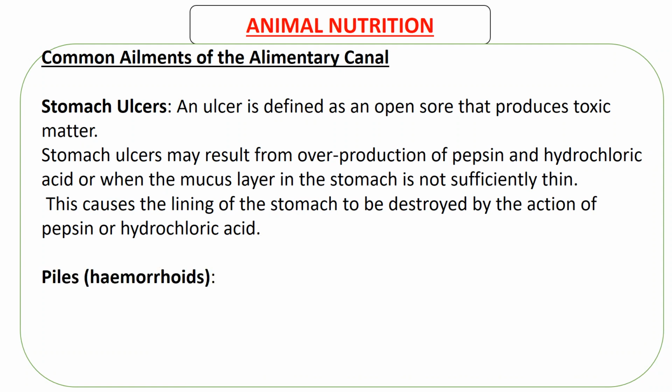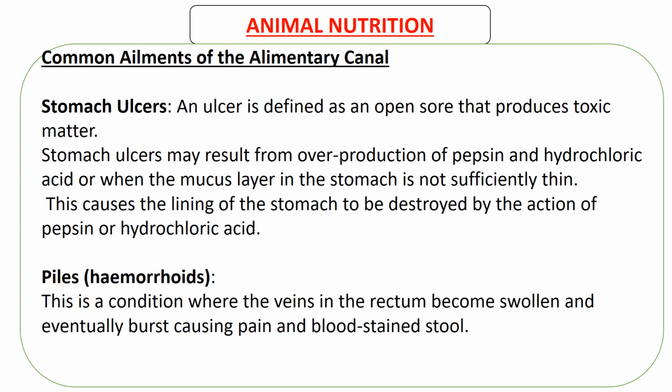Next are what are called hemorrhoids or piles. This is a condition where the veins in the rectum become swollen and eventually burst, causing pain and blood stains too. It may be caused by frequent constipation. So you keep on constipating, at the end of the day you end up destroying the veins, or making the veins become swollen. Then they are going to burst and cause you pain, and of course there is going to be blood. So these are hemorrhoids.